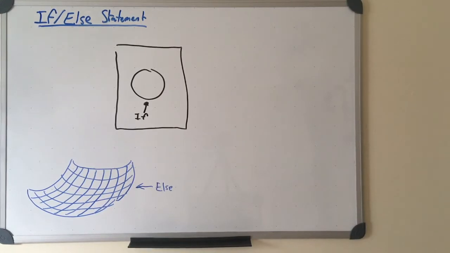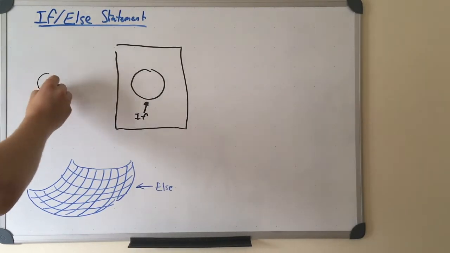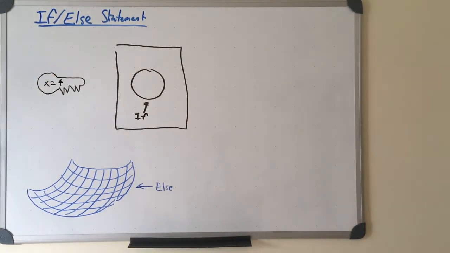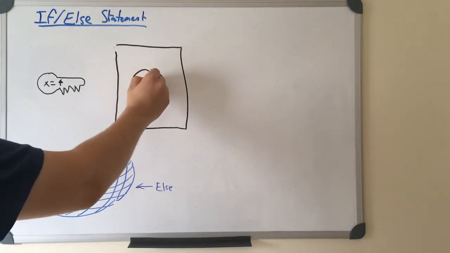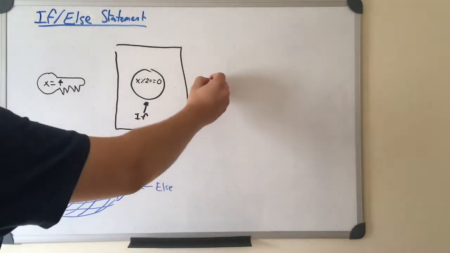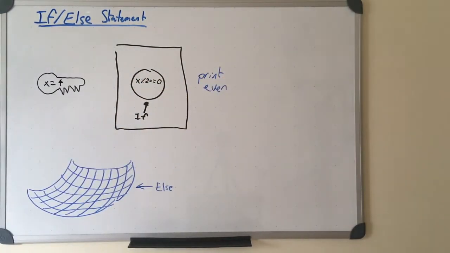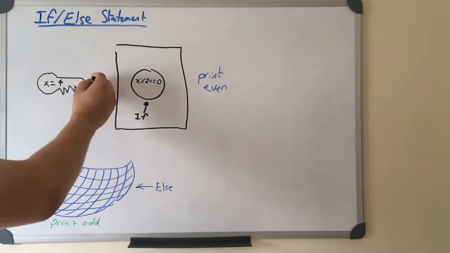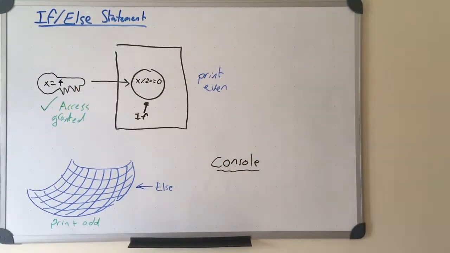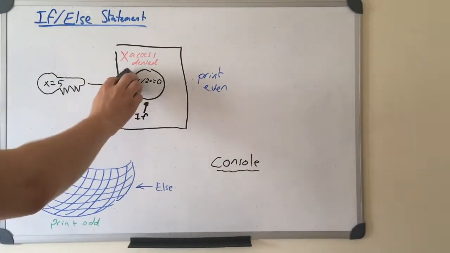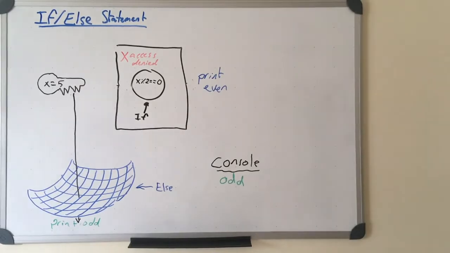For example, let's say we're trying to see if the value of a variable is even or odd. Let's say our variable is called x. Our if statement would say, if x modulo 2 equals 0, print even. And our else would print odd. The if statement checks if the variable is even, and if it is not, it is caught by our else statement, and using the process of elimination, any number that is not even must be odd.